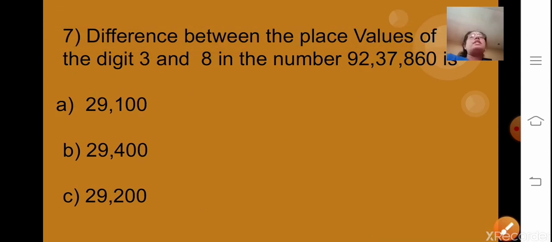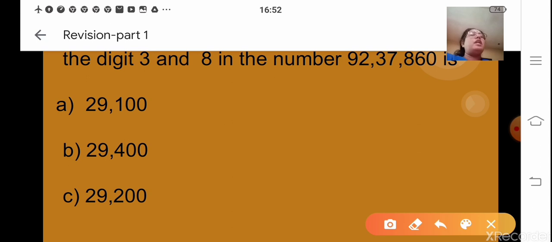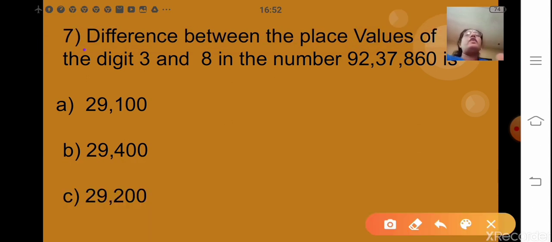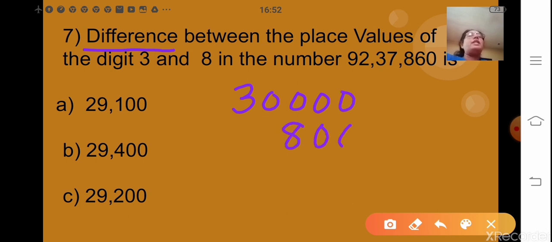Now the last question is difference between the place values of the digit 3 and 8 in the number 92,37,860 is. Now here the word given is difference. Difference means what will you do? You will subtract and find the answer. Now what is the place value of the digit 3 in this number? It is 30,000. Whereas the place value of the number 8 is in hundreds place. So 800. Now to find the difference, you will subtract.